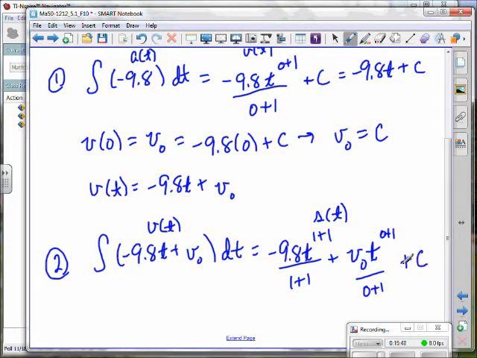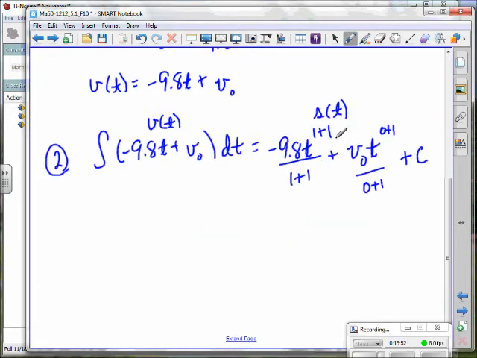I have to add that constant of integration. So I have now s of t is negative 9.8 divided by 2, negative 4.9 t squared, plus this term becomes v sub 0 t, plus c.